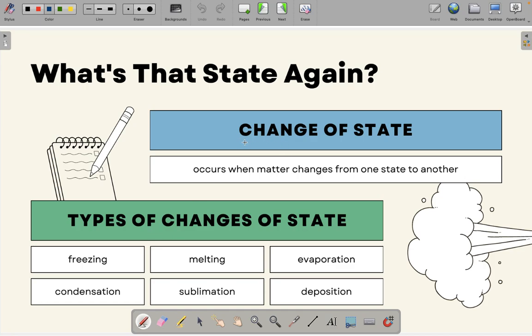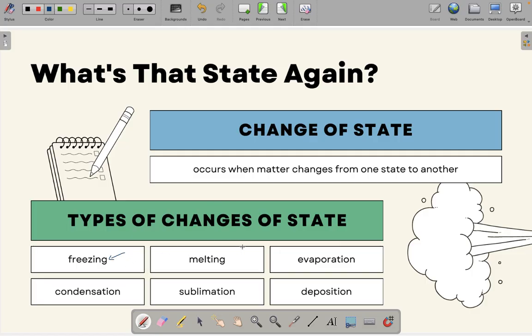Right. So again, a quick revisit. Change of state occurs when matter changes from one state to another. Then you have different types of changes of state. Freezing. What is the process of freezing? Freezing means to convert what to what? Solid to liquid, liquid to gas, or solid to gas? Sir, solid to liquid. Solid to liquid would be melting. Freezing means liquid to solid, sir. Yeah, freezing means liquid to solid.